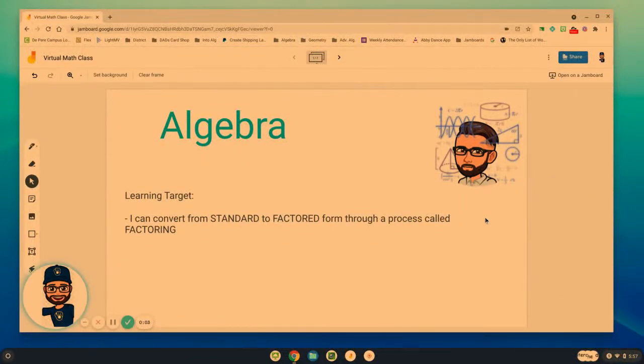Hello, algebra students, and welcome back to another video lesson as we begin the second part of Chapter 12. And we look at how we can use some of these different forms, standard form and factored form, to help us find solutions, intercepts, y-intercepts, things like that in our parabolas. And so today we're going to convert from standard into factored form, because remember, factored form gives us those x-intercepts quite easily, and we're going to use a process called factoring.